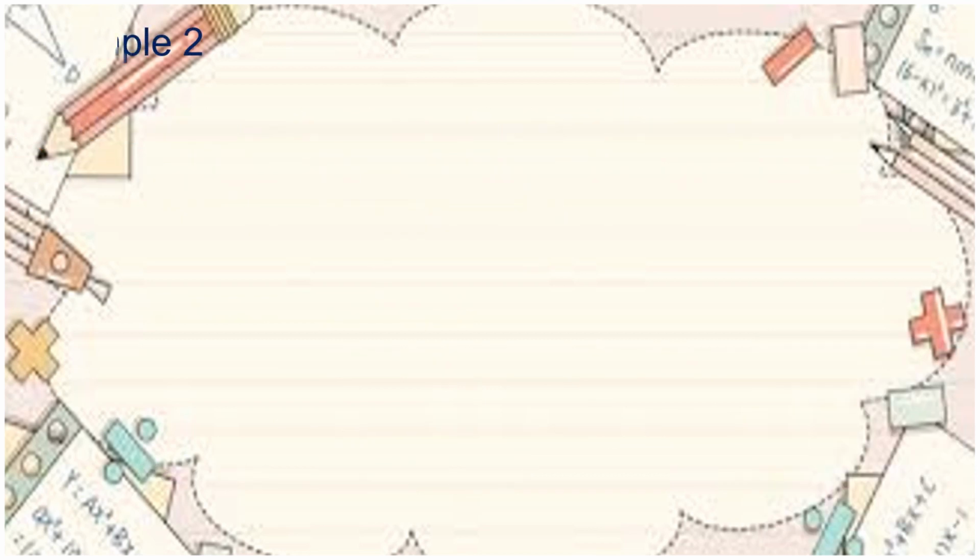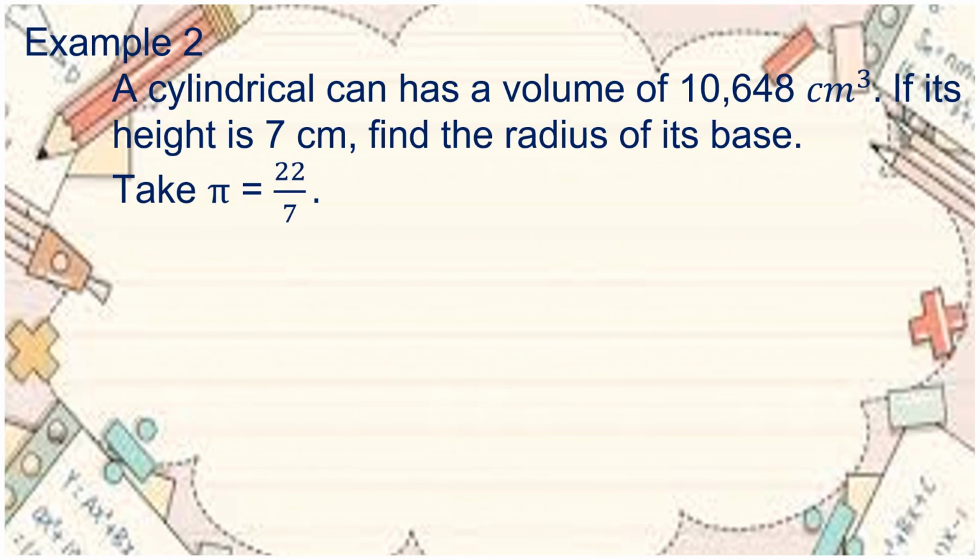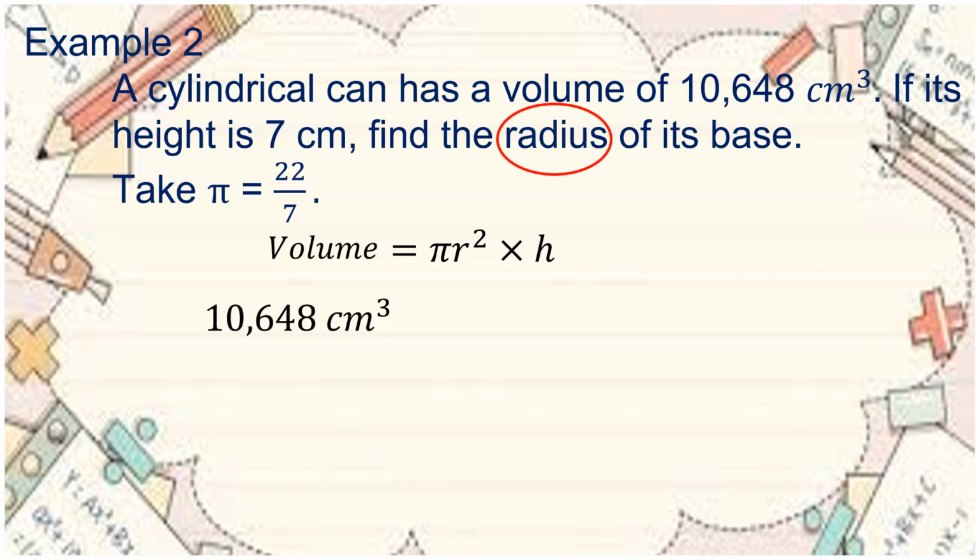So let us have example number 2. Let us read all together. A cylindrical can has a volume of 10,648 cubic centimeters. If its height is 7 centimeters, find the radius of its base. Take pi is equal to 22 over 7. So in here, we are going to find the radius. So in finding the radius, we are going to use the volume, which is equal to pi r squared times h. And we are going to substitute the value of your height, volume, and your pi.